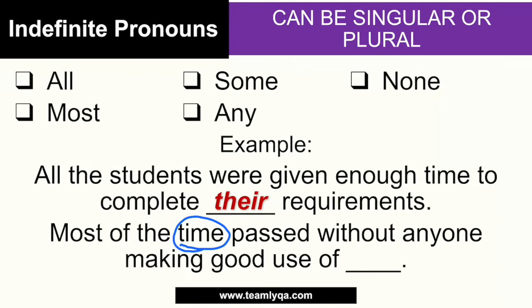So, yung time in here can function as one thing. It's just time. So, we could say making good use of it. Most of the time passed without anyone making good use of it. Ano yung it na yan? Yung time. Okay? Ang nakalagay dyan ay most of the hours passed without anyone making good use of. This now becomes them. Kasi yung hours is plural.